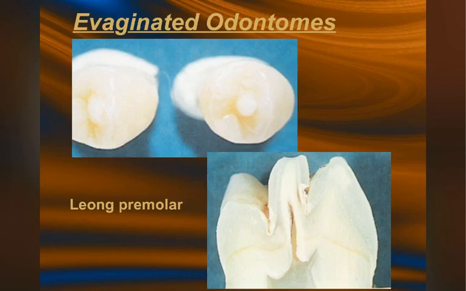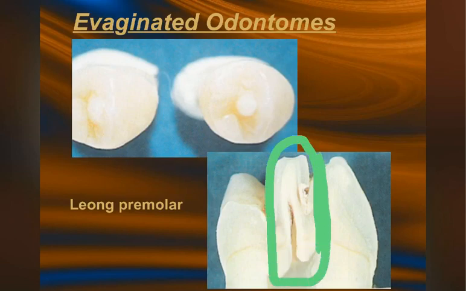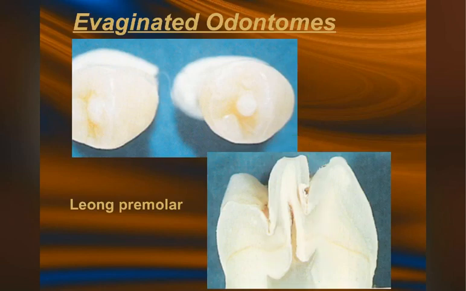So the best thing to do, as soon as you identify that there is an evaginated odontome, is to remove the odontome. You will do pulp exposure, but that's not a problem because it's a clean environment. When you do removal of this part within a clean environment, there is no problem.